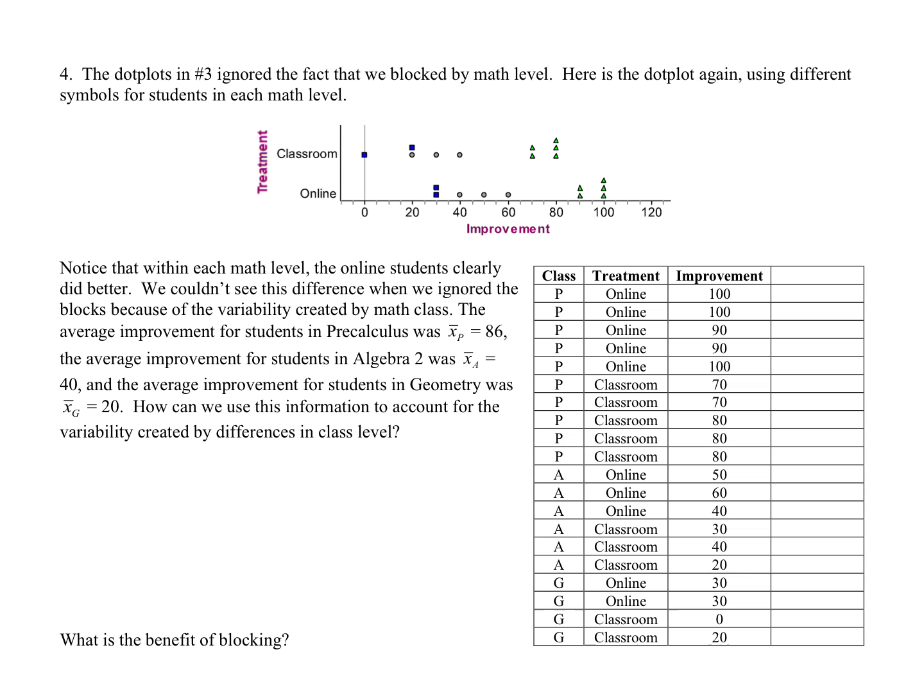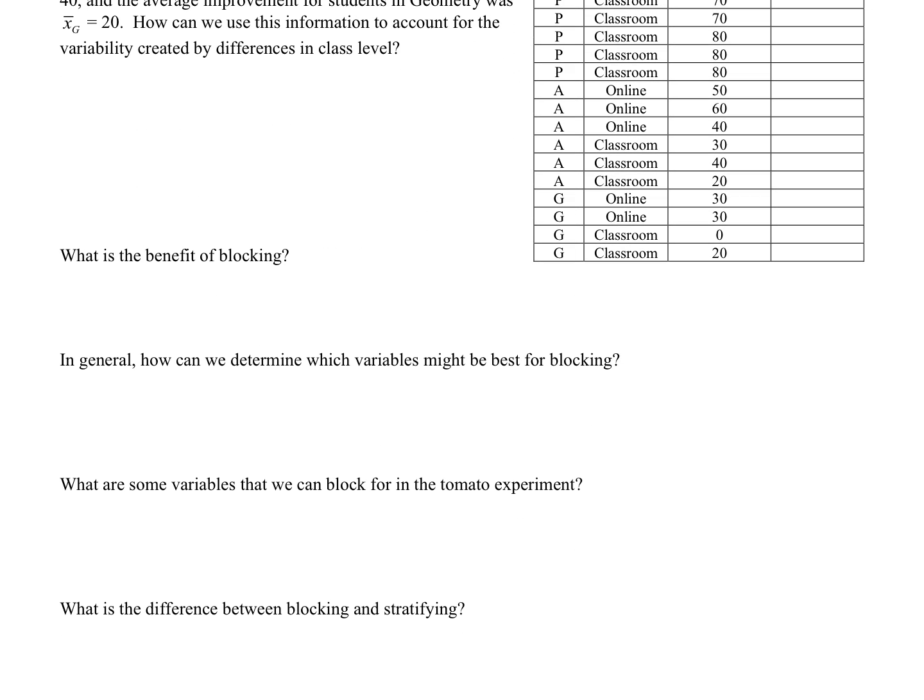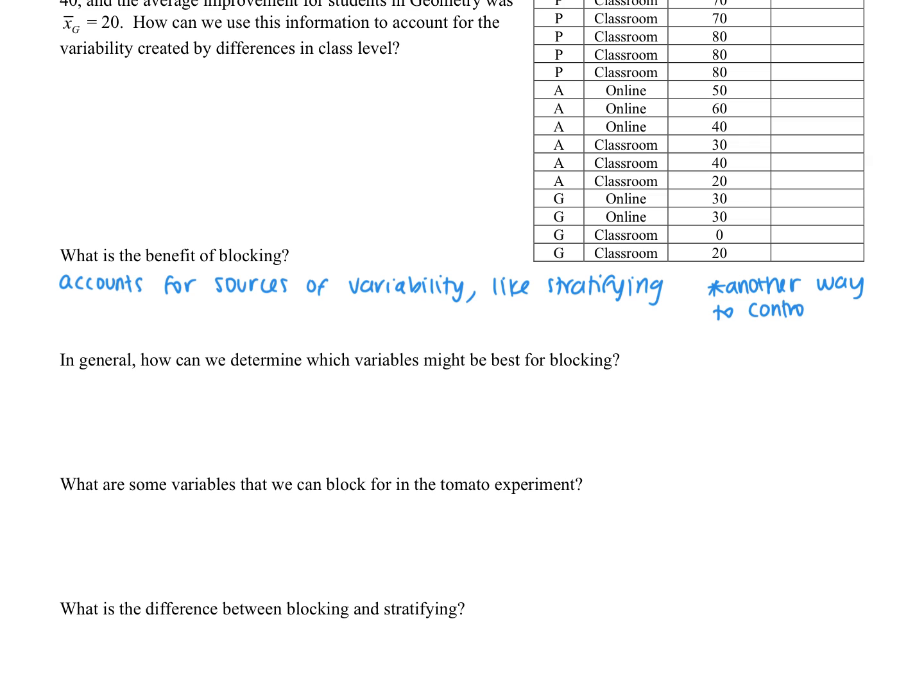Let's fill out these questions at the bottom, and then we will take our break. The benefit to blocking is that it accounts for sources of variability. Just like stratifying. It is another way to control a confounding variable.